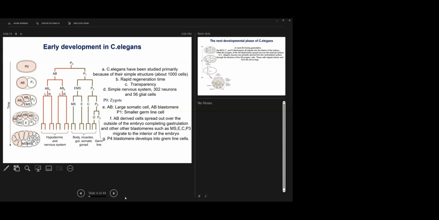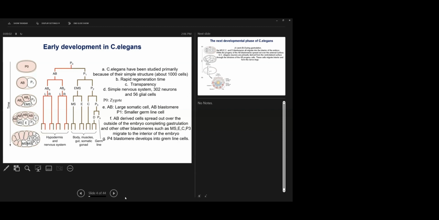Now it divides into the four cell stage. So AB divides into ABa and ABp. Then P1, the germline cell, divides into EMS cell and P2 cells. You have the 4 cell stage. Then you have the 8 cell stage, 12 cell stage, something like that. Then the AB blastomere again divides into other AB blastomeres, and the EMS divides into MS and E. P2 divides into P3 and C. Again, in the next stage of development, P3 divides into P4 and D, and P4 is the germline cell.